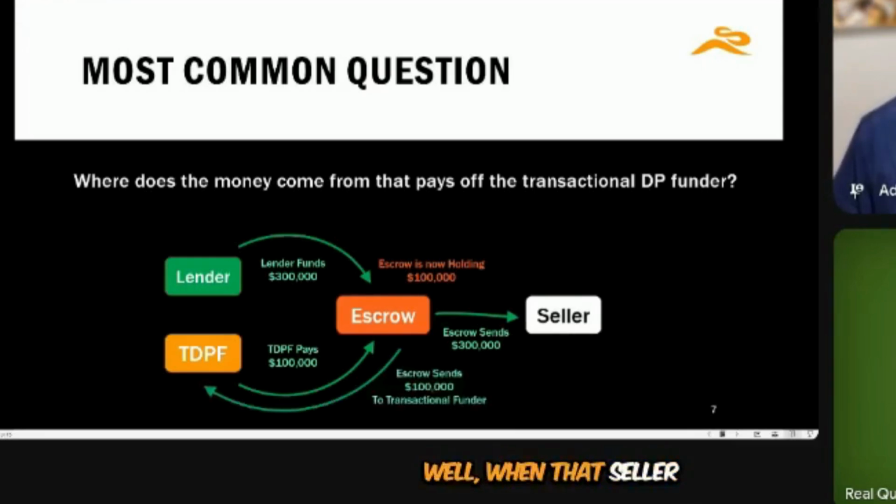Well, when that seller carryback note is recorded, now escrow sends $100,000 to the transactional funder. That's where that money comes from. And escrow is now at zero. So the lenders put 300,000 in. The seller has essentially put $100,000 in as a seller carryback note. The house was purchased at 400. The borrower owes the lender 300, the seller 100, and the transactional funder is cleared out.